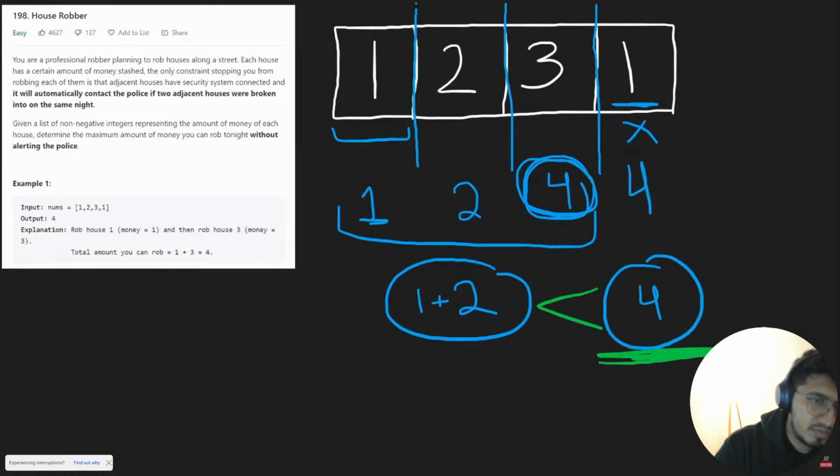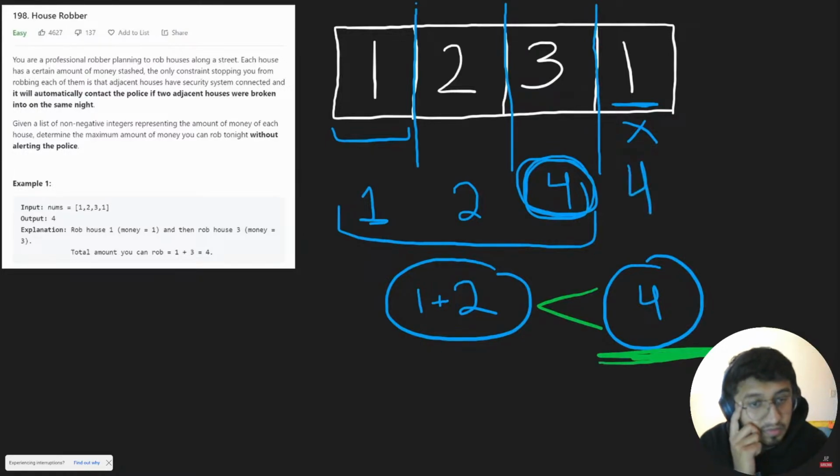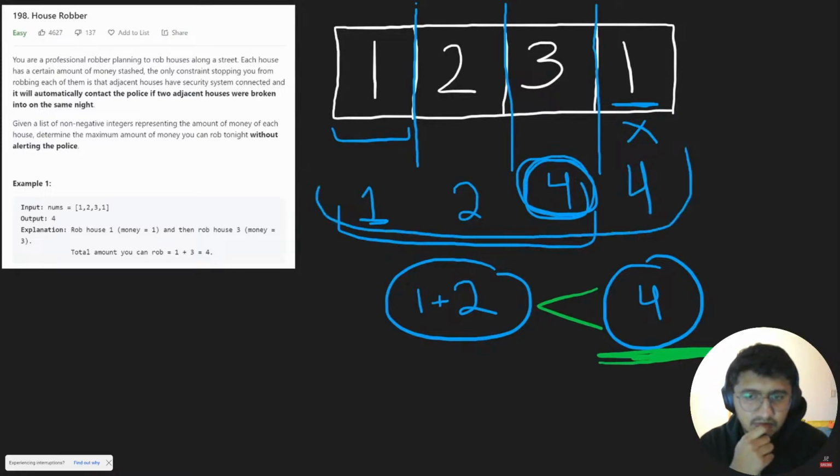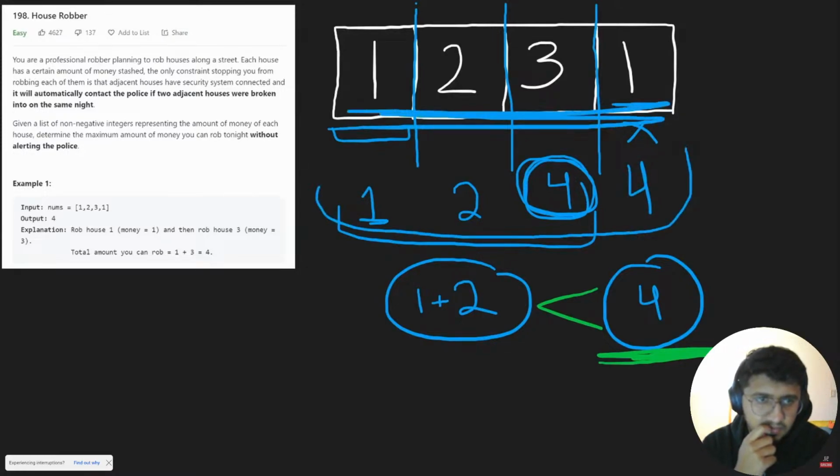And this last 4 means that for the entire array, the max value we could get is 4 if we wanted to rob houses. So we can put a 4 here.